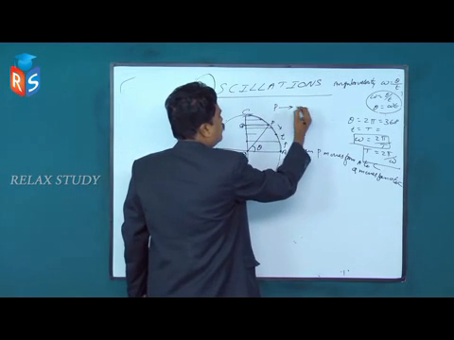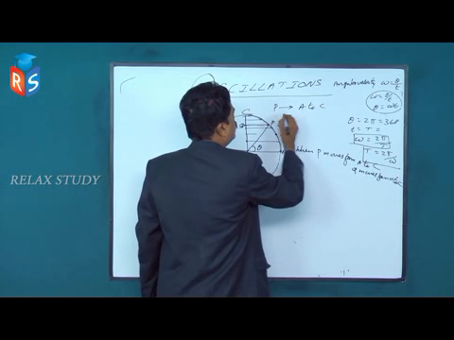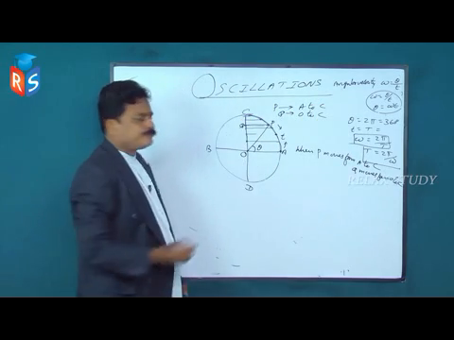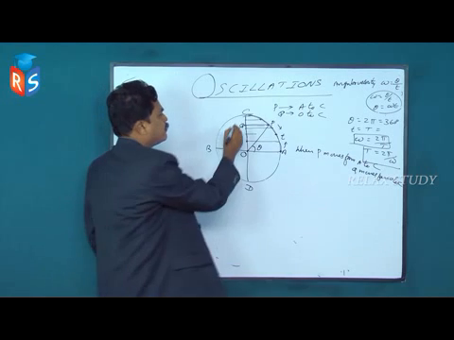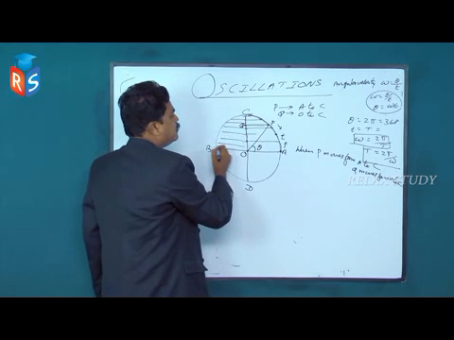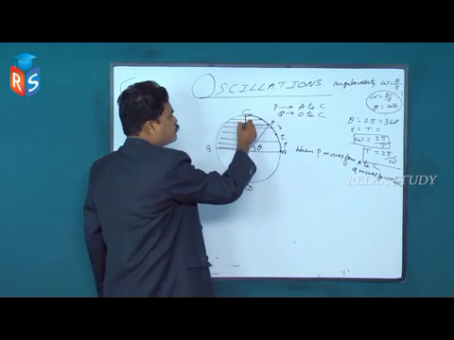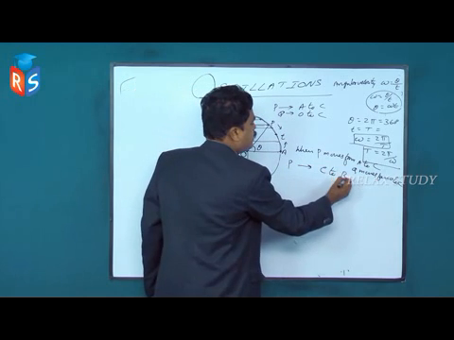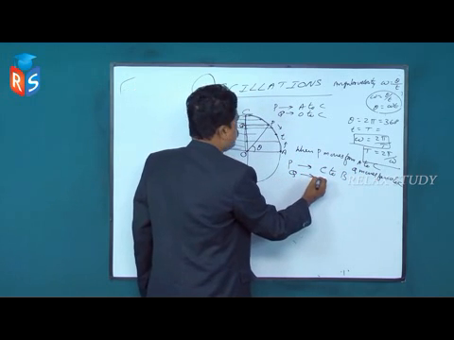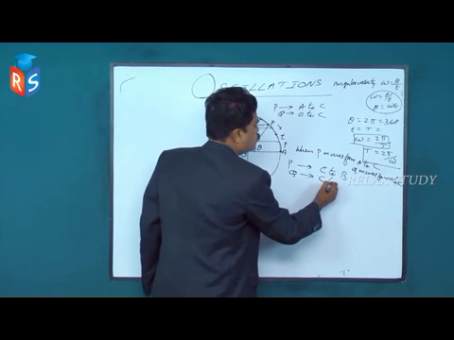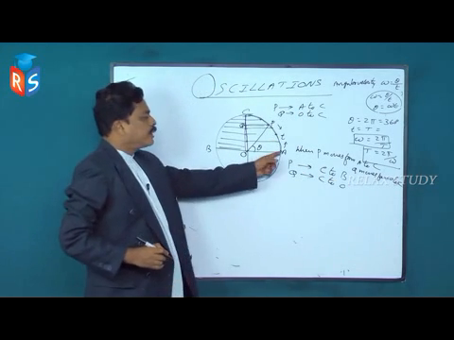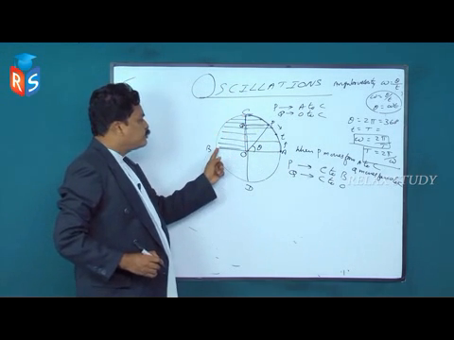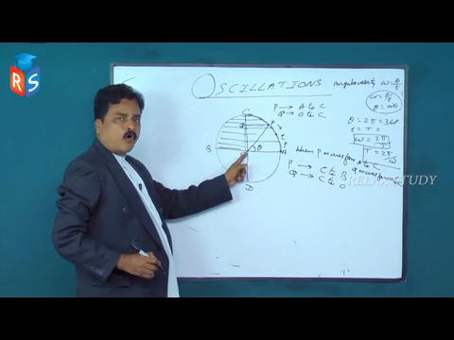When the particle moves from C to B, what will be the motion of Q? Q moves from C to O. When P moves from C to B, Q moves from C to O. And when the particle moves from A to C, Q moves from O to C.